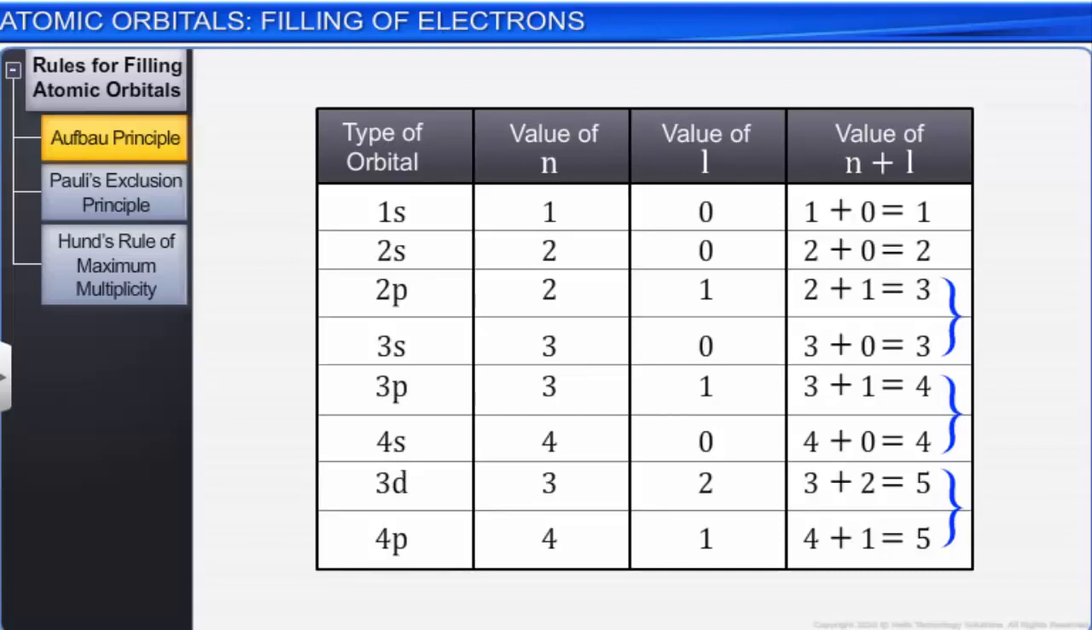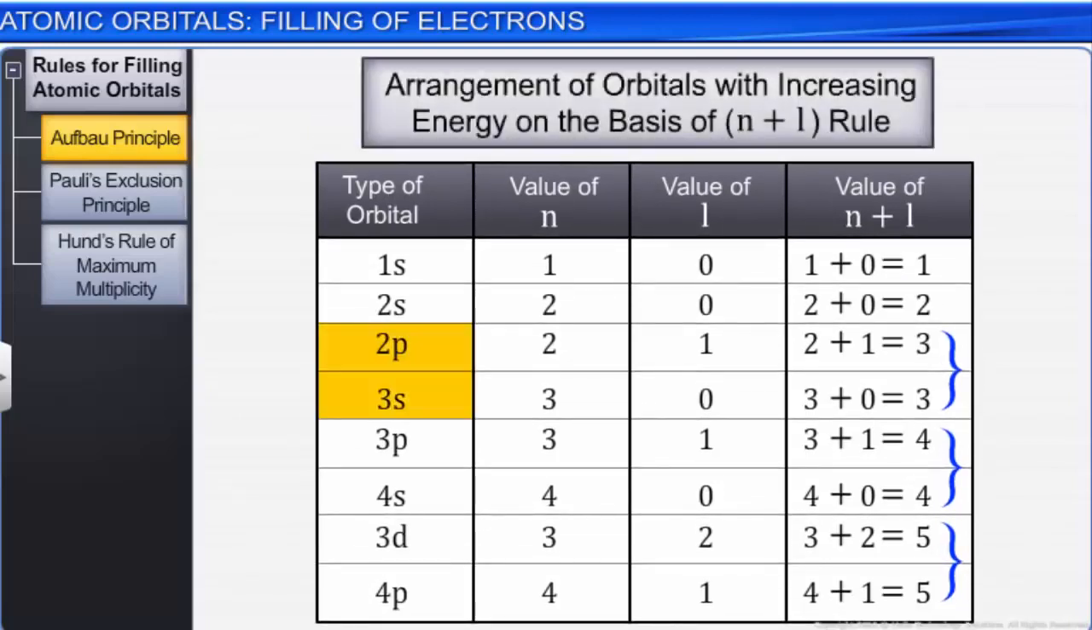The orbitals 2p and 3s have the same value of n plus l, which is 3. Now, as per the n plus l rule, the orbital with the lower value of n has lower energy and hence is filled first. Thus, 2p is filled first, followed by 3s. Let us observe the arrangement of orbitals up to 4p in increasing order in accordance with the n plus l rule in the following given table.